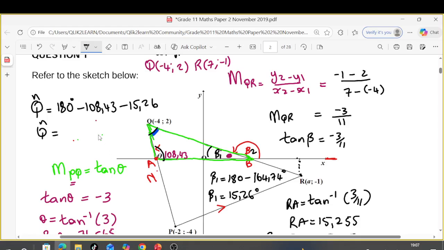For sure, everyone got 56.31 degrees. I hope this is right, okay? 56.31.